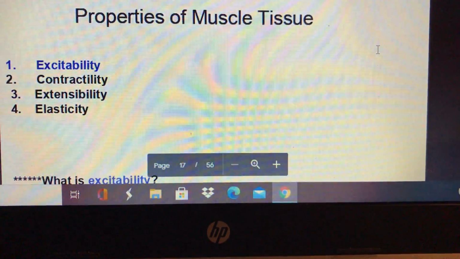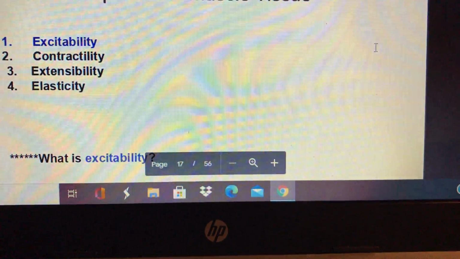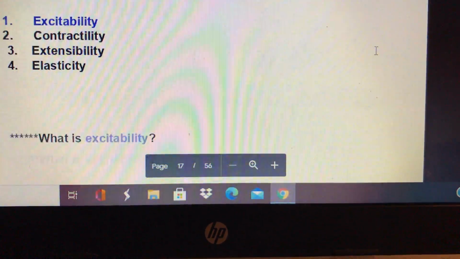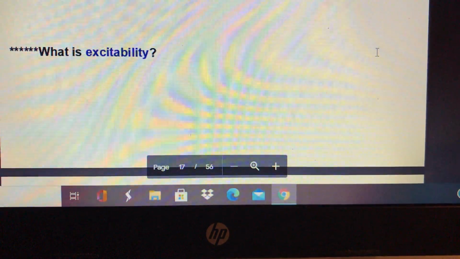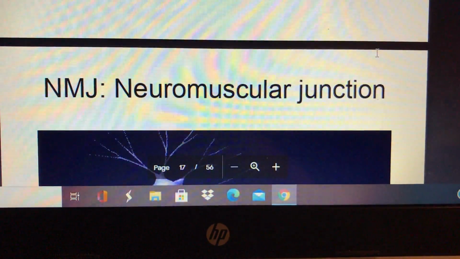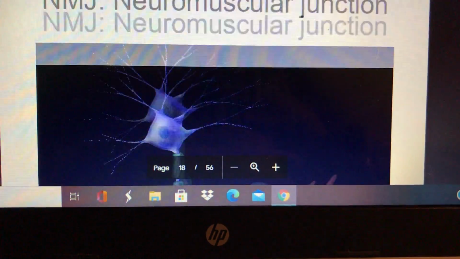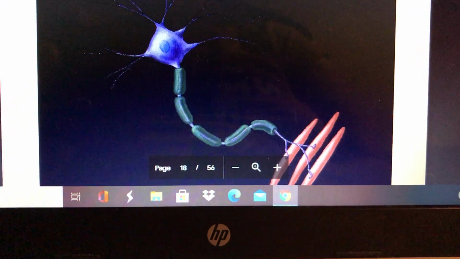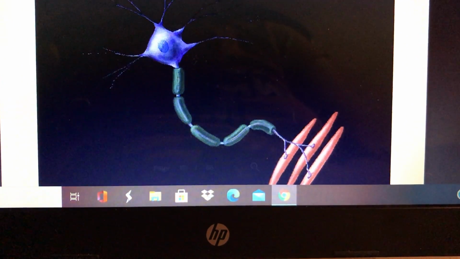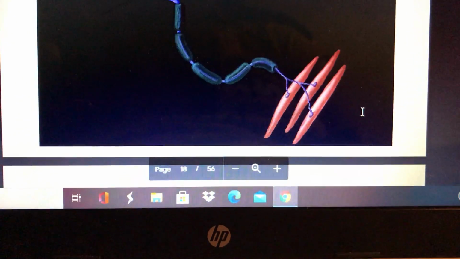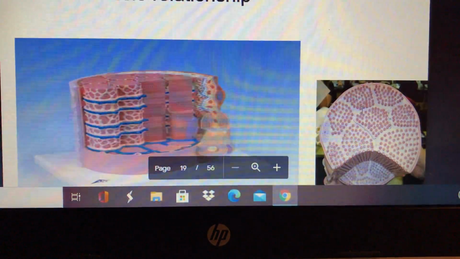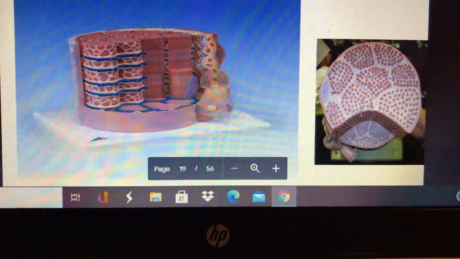The properties of muscle tissue, again, are excitability, contractibility, extensibility, and elasticity. So what is excitability? You can answer that. So this stands for neuromuscular junction. The neuromuscular junction, this is the nerve-muscle relationship.